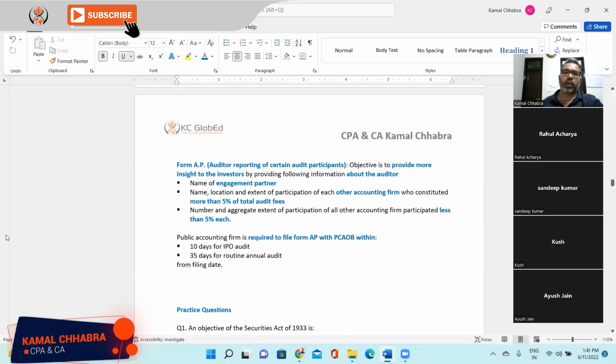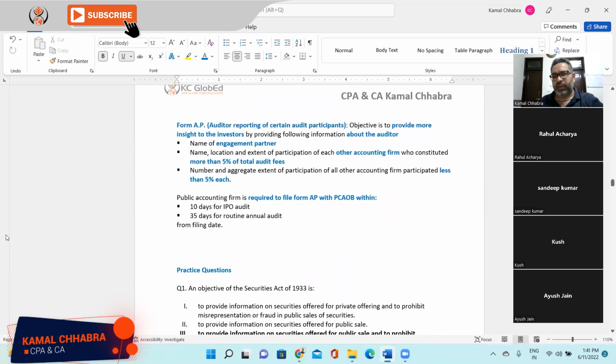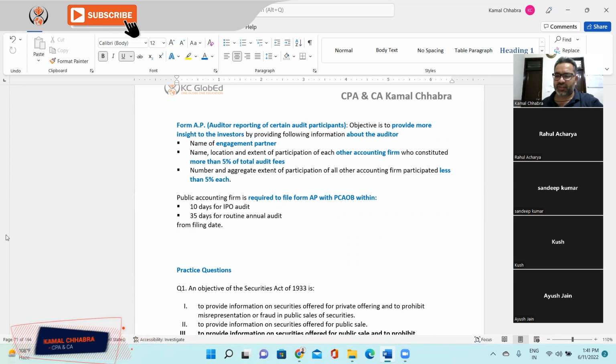Now jumping into the next one, Form AP. Have you heard about this form? Form AP? Anyone who is working with a US company? Audit participant, sir. Audit participant, AP means, yes, the short form and full form is good. What exactly is Form AP?